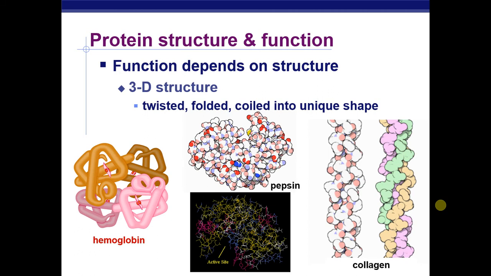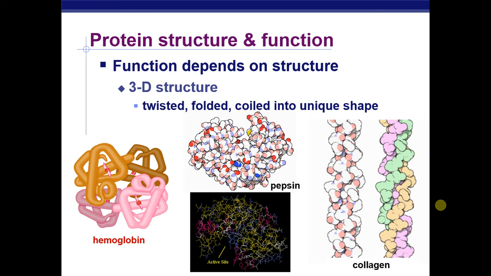All right. Now the last part I want to talk about is probably the most important, which is protein structure and function. If we're going to remember one thing, it should be that the function of a protein depends on its structure, its 3D shape. Is it twisted? Is it coiled? Is it in a unique shape? Is it flat? Is it round? Does it have a big divot out of it? Its function is determined by its structure.